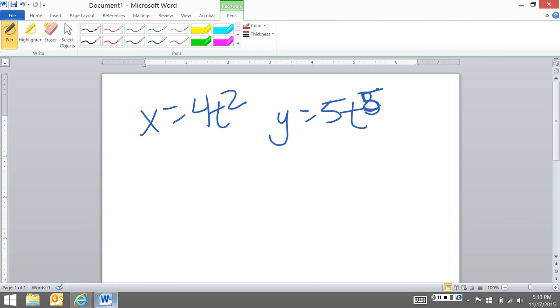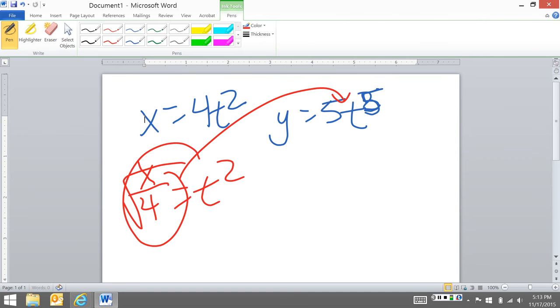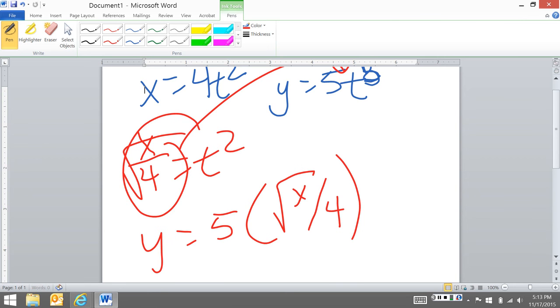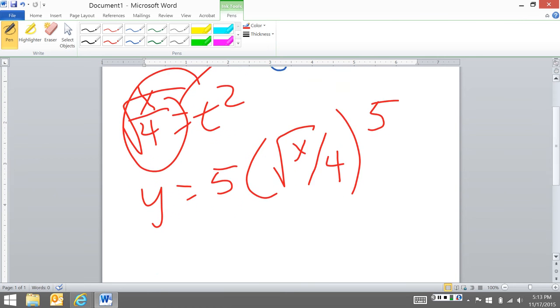So here, I'm going to divide both sides by 4, and then I'm going to square. So t equals the square root of x divided by 4. I'm going to then take this answer and plug it in for t in this. So I have y equals 5 times the square root of x divided by 4 to the 5th.